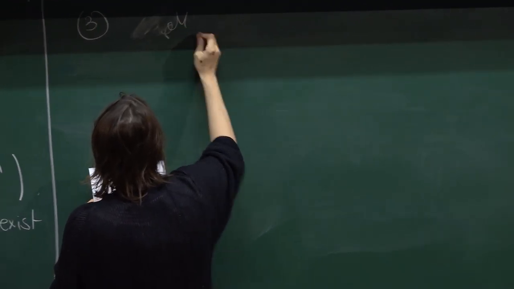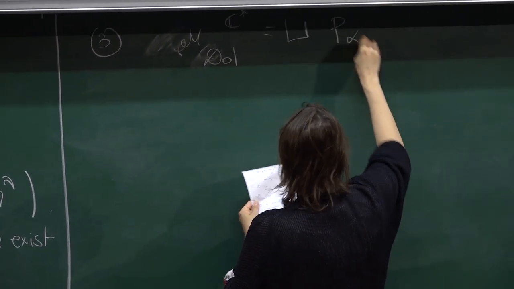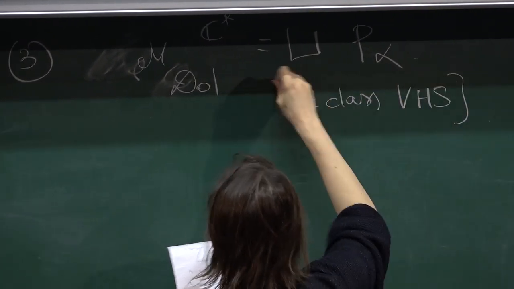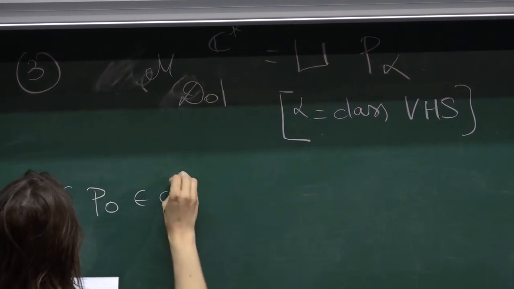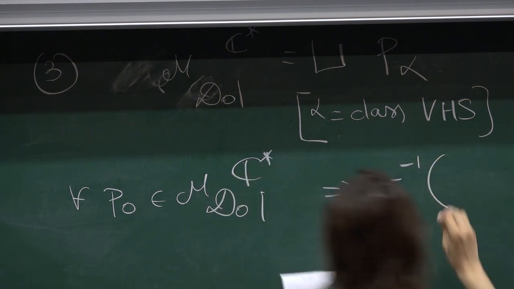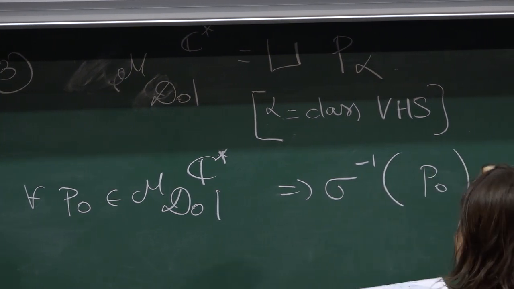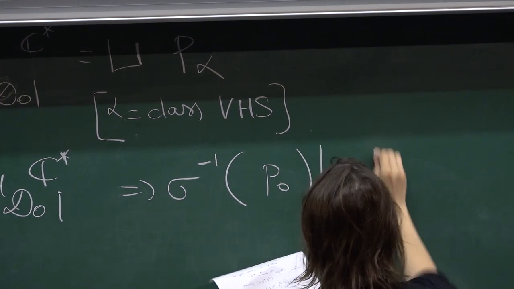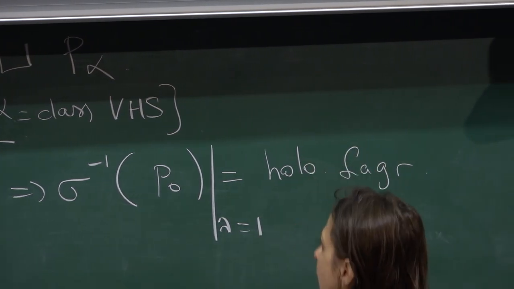Let me just denote by M Dolbeault of C star the set consisting of these fixed points P alpha, where alpha is a class of variation of Hodge structure. Then for any point P zero here, if I look at all the points that are fixed under this section in P0, and I restrict to lambda equals 1, this is a holomorphic Lagrangian.